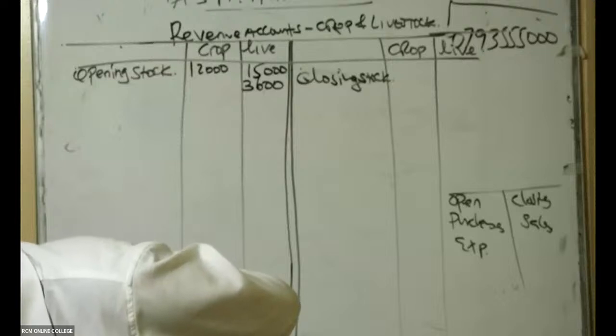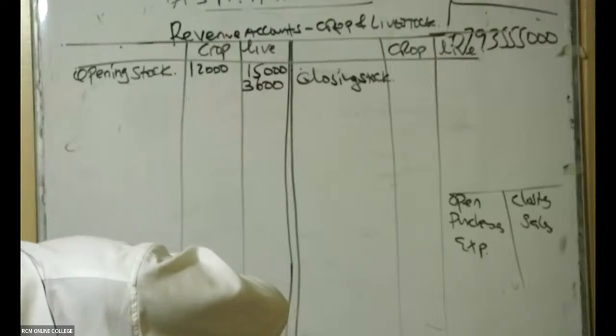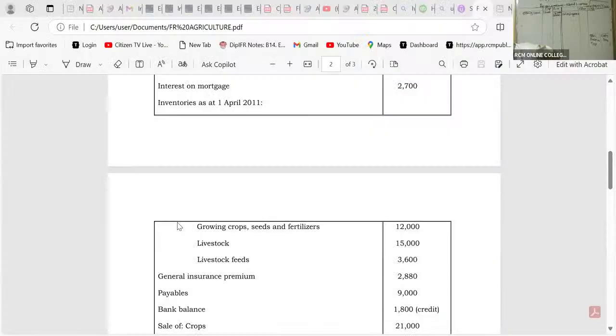Under the additional, if I were you, I would have written somewhere there in my mother tongue that closing stock can never be found in the trial balance. Closing stock will always be under the additional information which they have given us, ladies and gentlemen. They have told us the additional information.